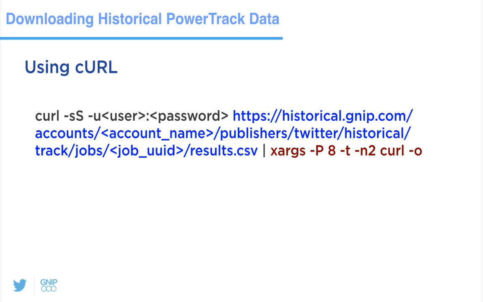So we will use curl as our first demonstration of downloading this data set. This curl command here is referenced in our documentation and in that support article we referenced previously. So you're using curl here, you're hitting the endpoint associated with your historical endpoint. It encapsulates your account name and also the job UUID of the job you want to download the data from. And note that it references the results.csv endpoint. So next I'll demonstrate this command.